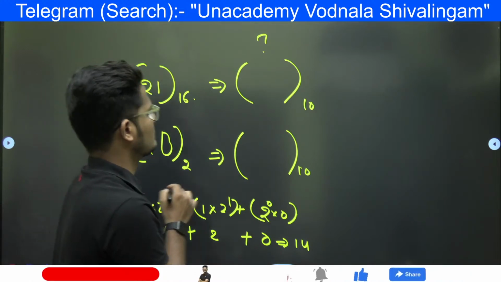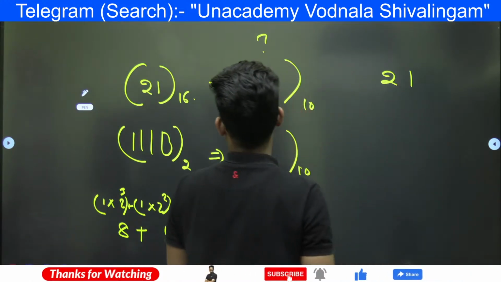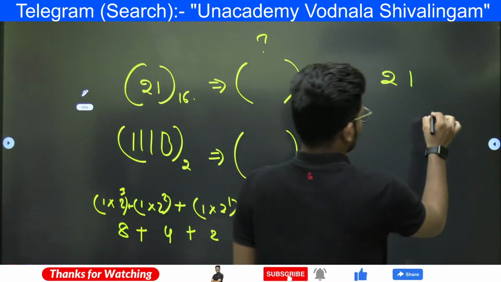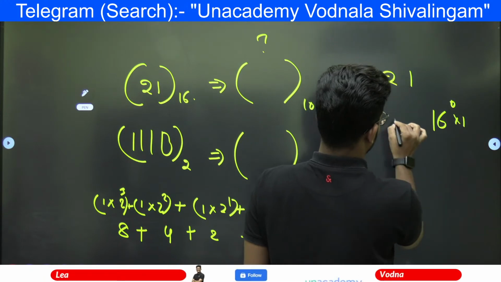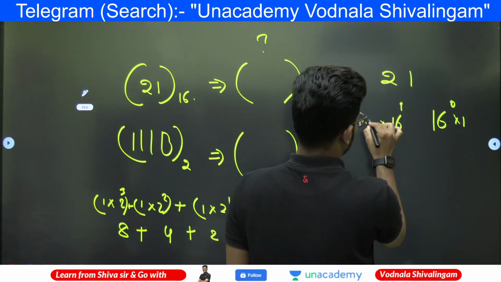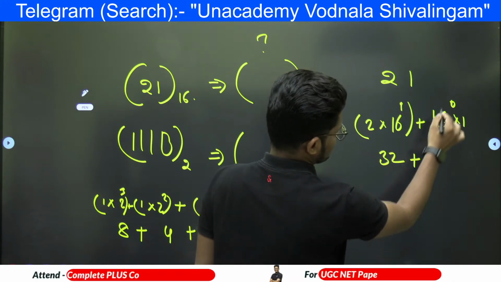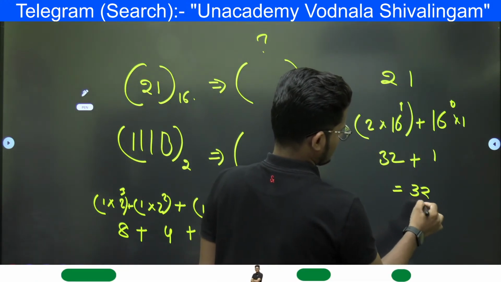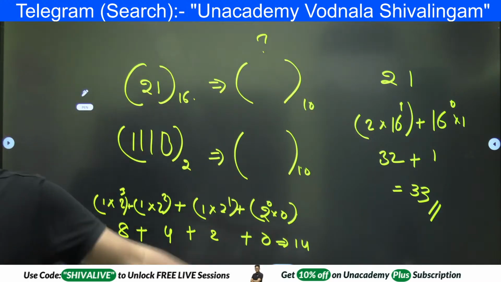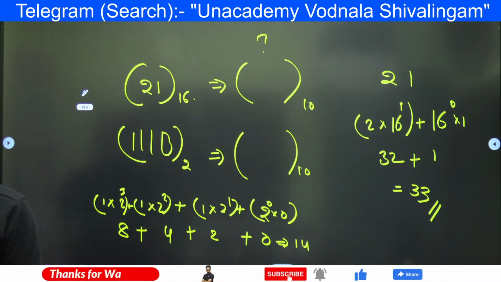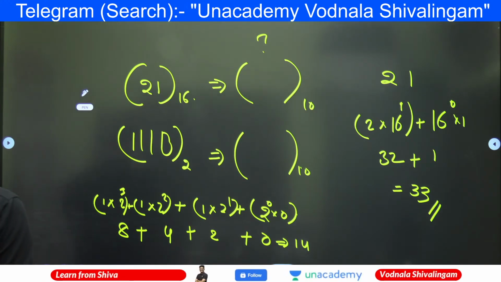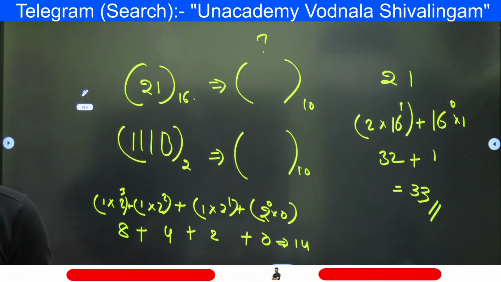How to calculate this one? Radix 16, 21 they have given. Now what to do? 16 power 0 into 1, 16 power 1 into 2. 16 into 2 is 32, plus 16 power 0 into 1, which is 1. That is 33. Correct only. Now how is it wrong? The answer is correct only. Now you are saying 33 will come. Great, Bharti, you are the one who told the procedure. Nice, you only told it correctly.